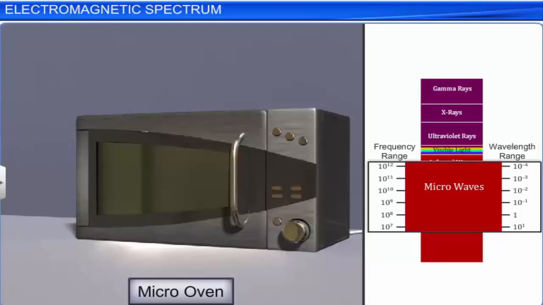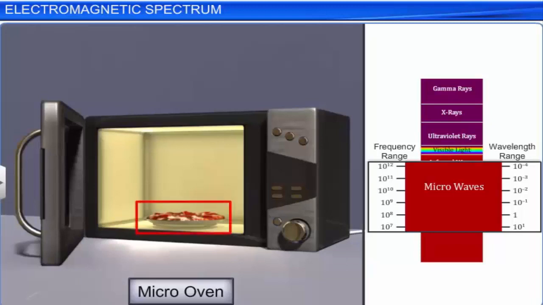We should not use metallic vessels to place the food material in the microwave oven. This is because if a metallic vessel is used, charge gets accumulated on the metal vessel. This can cause an electric shock, and also the metallic vessel may melt on heating.